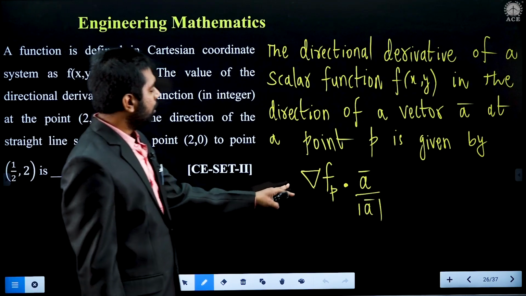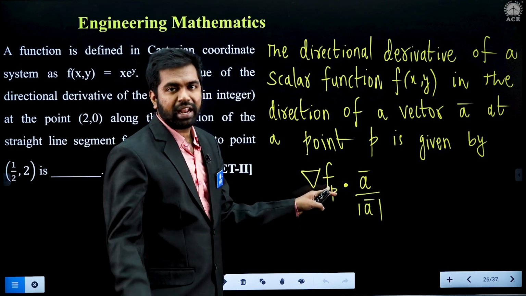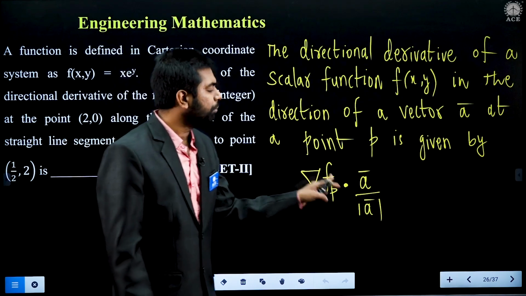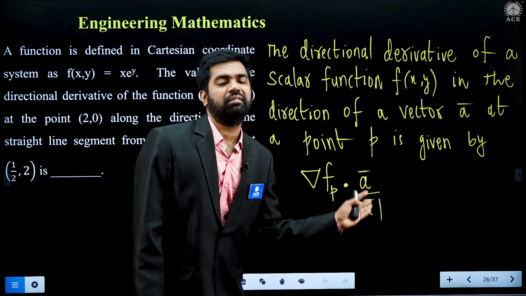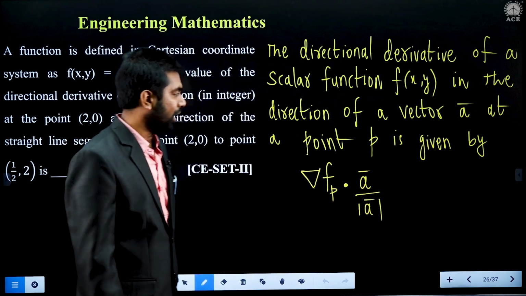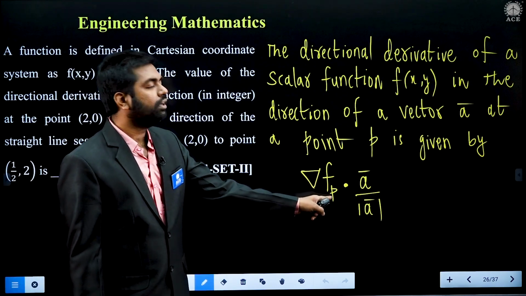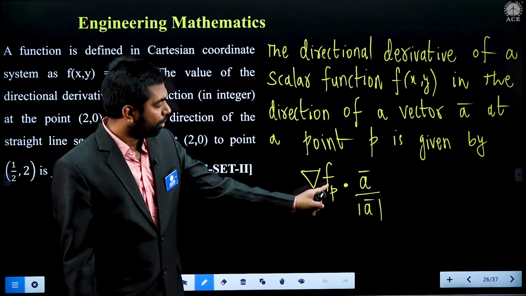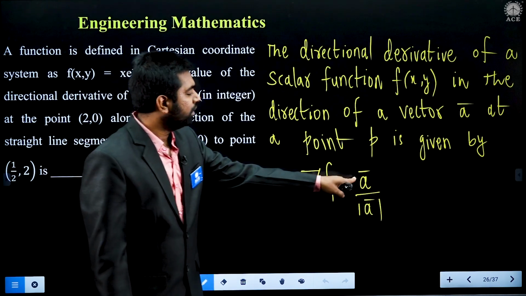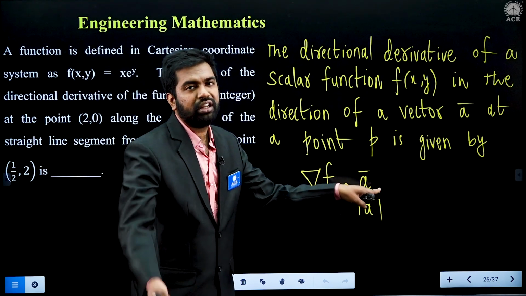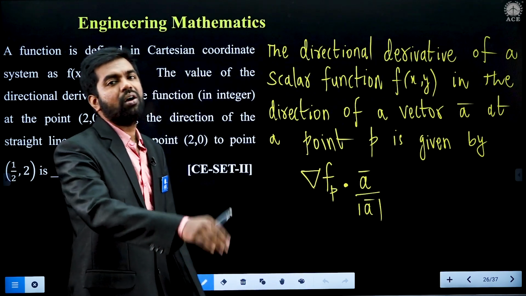It is given by the gradient of f at that point, dot product with the unit vector along a bar. So what are the things that you need to find? You need to find gradient f. Substitute the point P in that. Also find the vector a bar. And after that you have to get the unit vector along a bar.